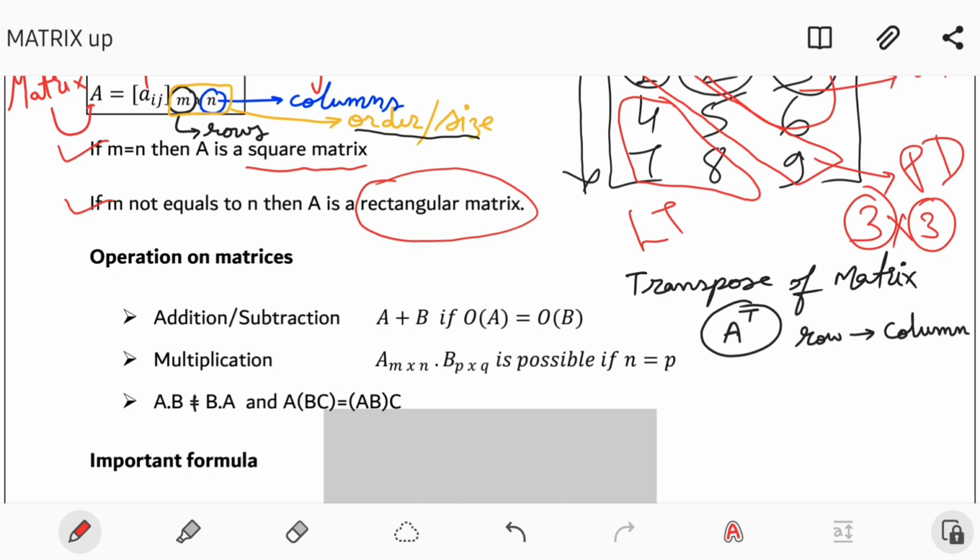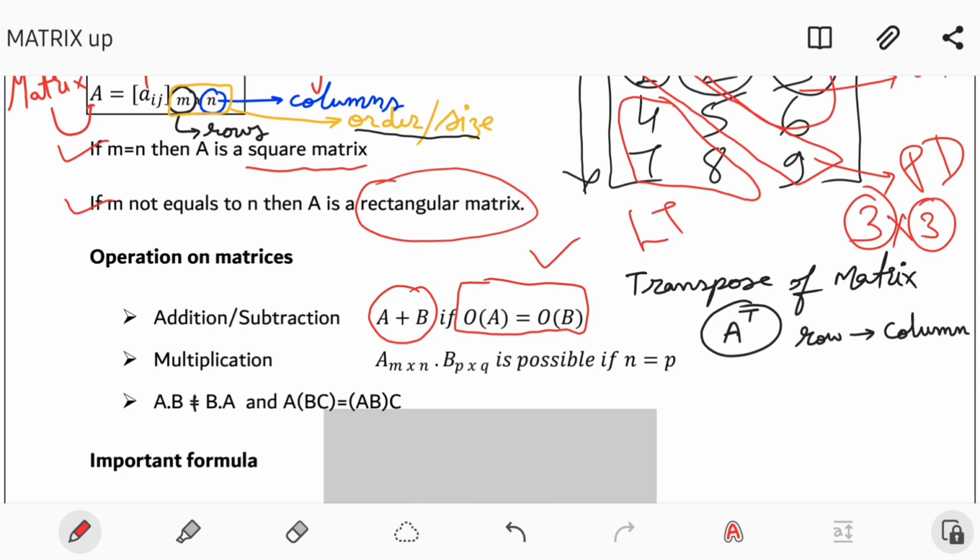Next point is operations on the matrix. As you all know, we have addition and subtraction, like a plus b and a minus b. For addition and subtraction, the order of a must be equal to the order of b. This is the necessary condition to make addition of two matrices possible.